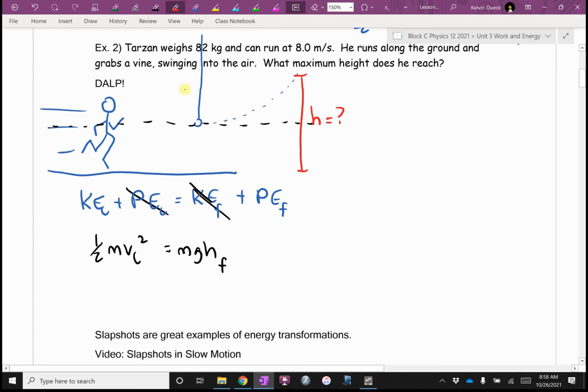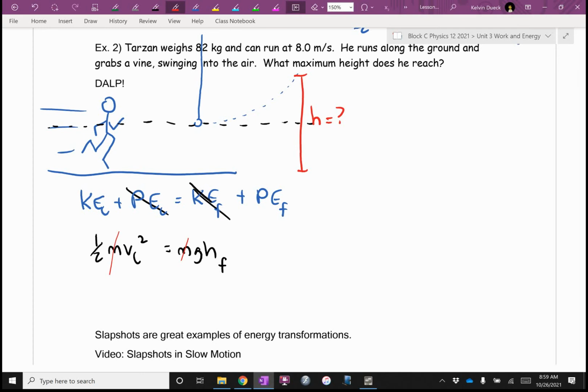What does that mean? Well, Liz, it means that not only will Tarzan swing to this height, but Tantor the elephant, if he was running along at 8 meters per second, assuming the vine didn't snap, he would swing to the same height as Tarzan. Kind of cool. What are we trying to find?